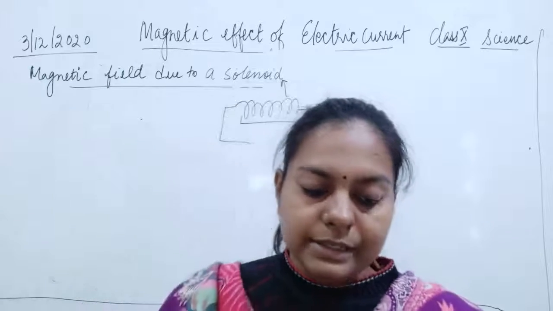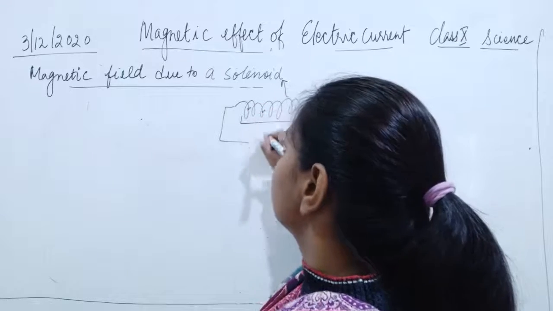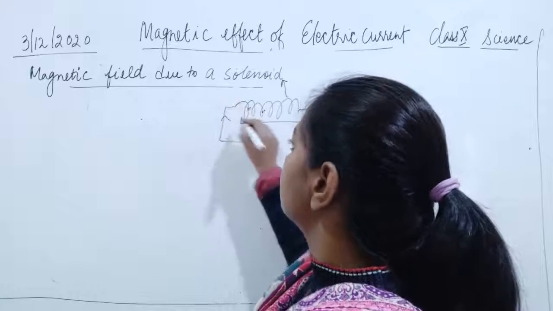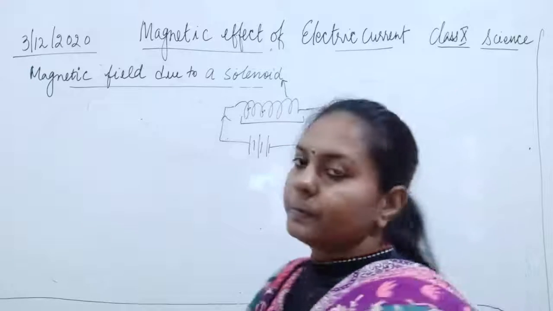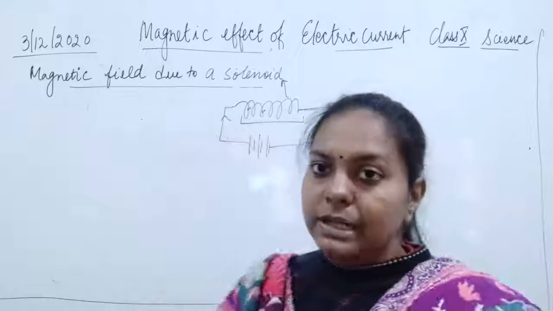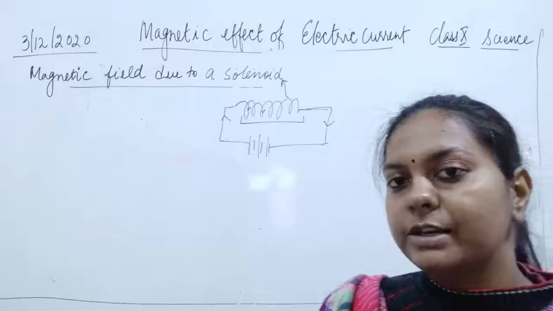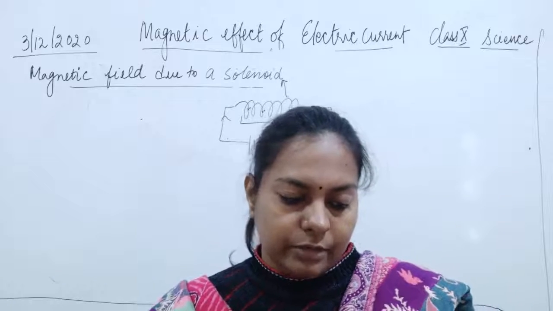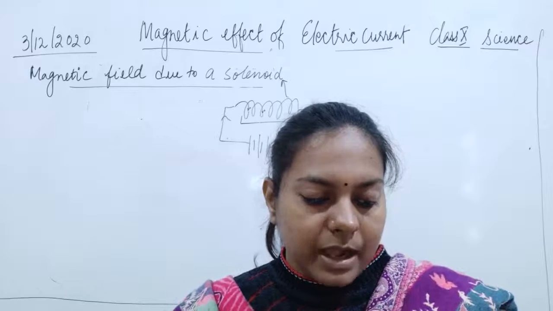Now, if current is flowing in this direction, and it is moving in this manner, coming downwards, you will arrange this with the battery. So this setup is known as the solenoid. It is the number of turns in an insulated copper wire which is said to be a solenoid. When the electric current is passed through the solenoid, it produces a magnetic field around it.